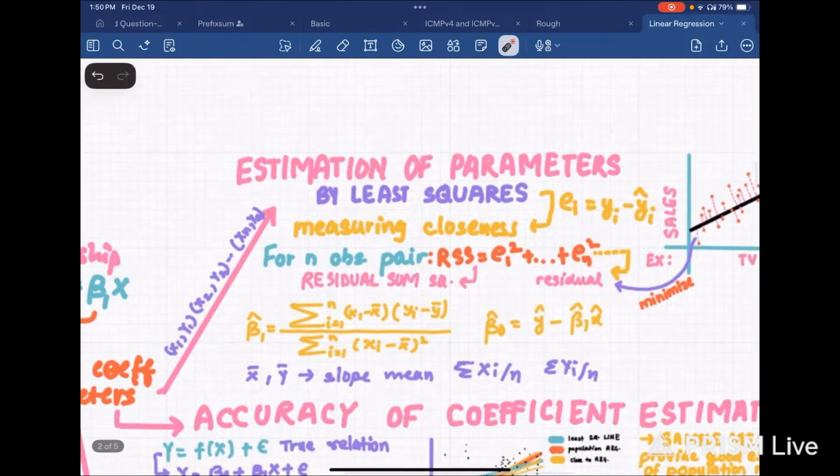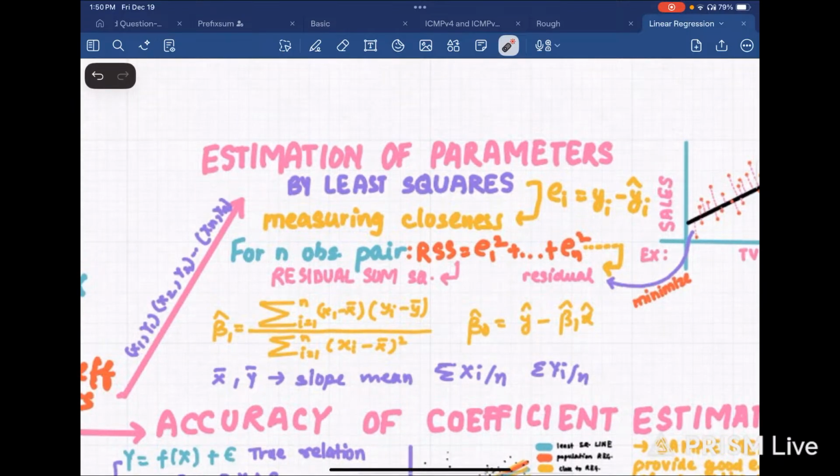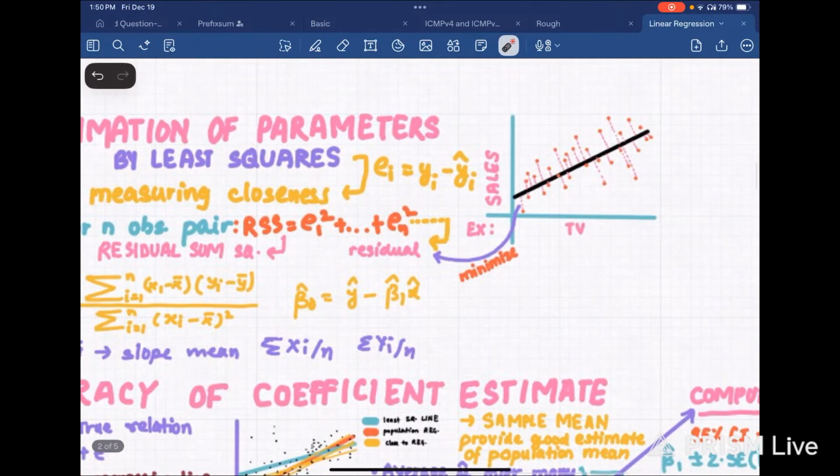So the first estimation of these parameters is by least square. By least square, we will use estimation based on measuring the closeness of the points. So what do we mean by estimation of the parameters by least square? Least square here means that ei equals yi minus yi cap. So this is the estimation we are trying to do.